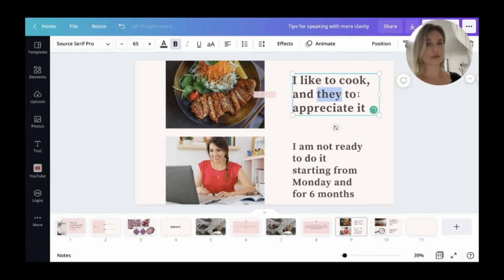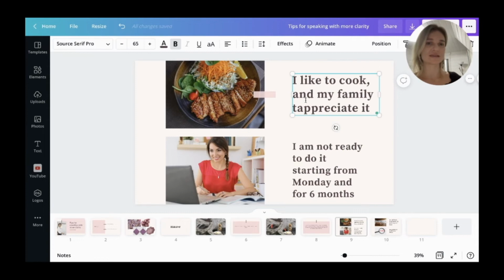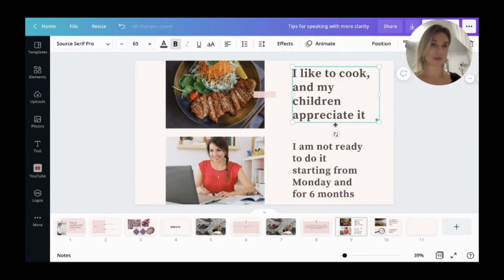again, more precise wording means you are more specific than just they. And my family, or whoever you're talking about, my girlfriend, my family, my children. I say my children, because children don't always appreciate what you bake for them or what you make for them. How about this? I like to cook and my children appreciate.